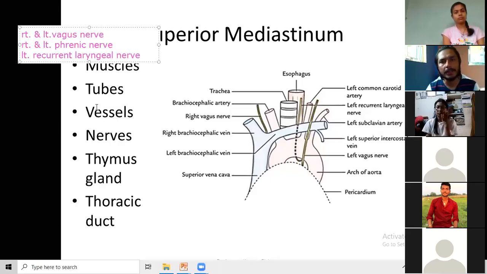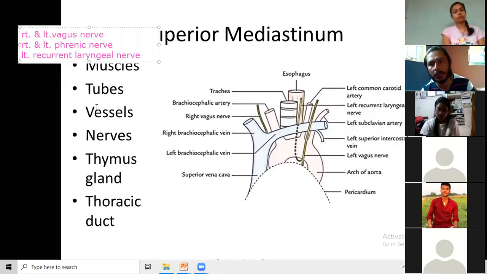Now, the next structure you will see in this region is the thymus gland. The thymus gland secretes the thymosin hormone, which is required for the formation of T cells, T lymphocytes, that are responsible for cell-mediated immunity. Maybe you have read this in physiology. I am just giving a brief introduction. The thymus gland is an endocrine gland that secretes the thymosin hormone.